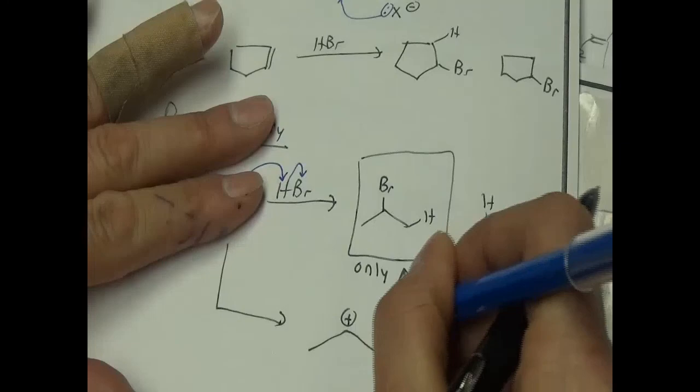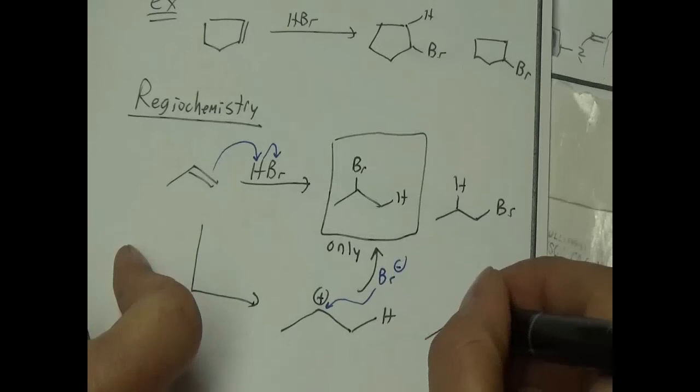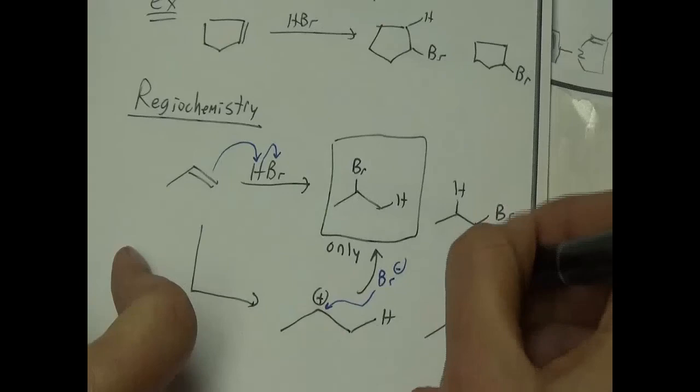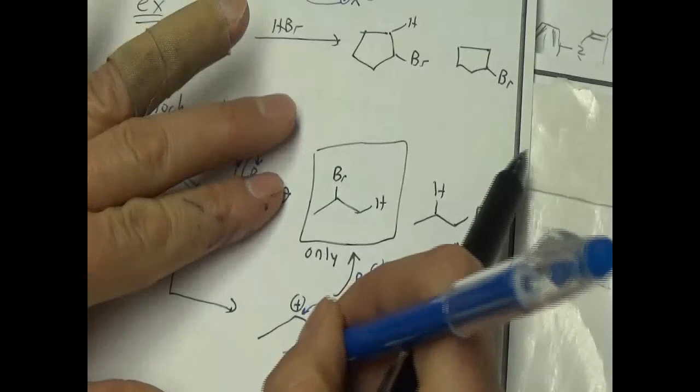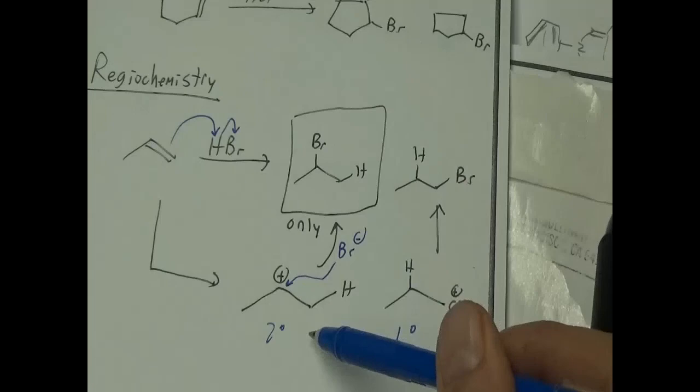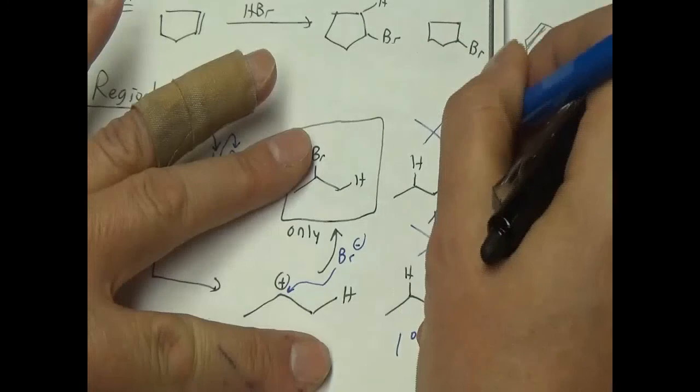Because if this one formed, what kind of carbocation would you have? This is a secondary, that's a primary. Which is more stable? The secondary is more stable. So this one just doesn't happen. This does not happen at all.